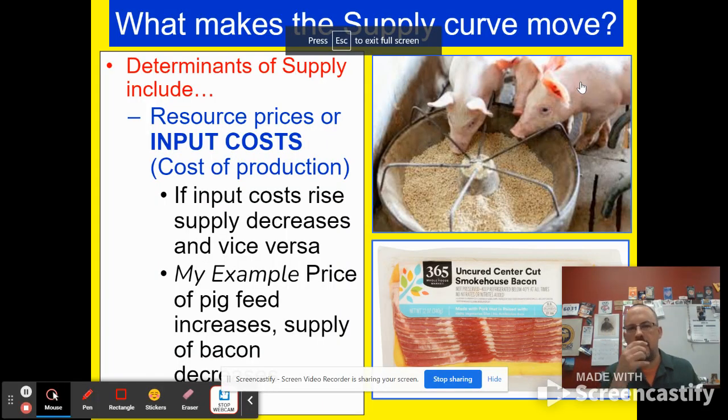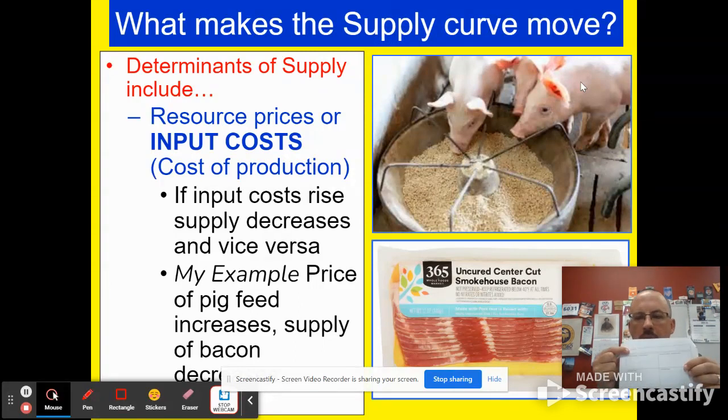All right. Yesterday we did the input costs example. So on your paper, your supply problem set, you should have done Q5, input costs. If you have not already done that yet, you need to do that at this time. So for input costs, you'll just put: if input costs rise, supply decreases, and vice versa. That goes in box 1 for input costs.